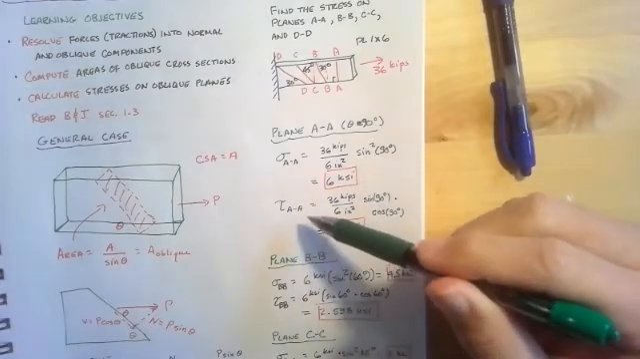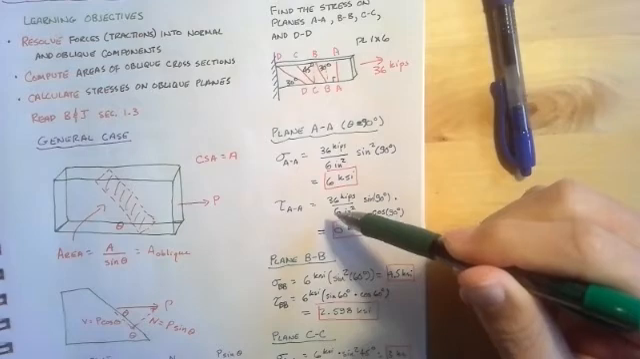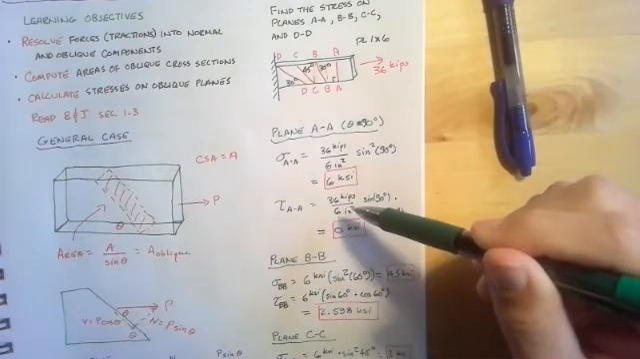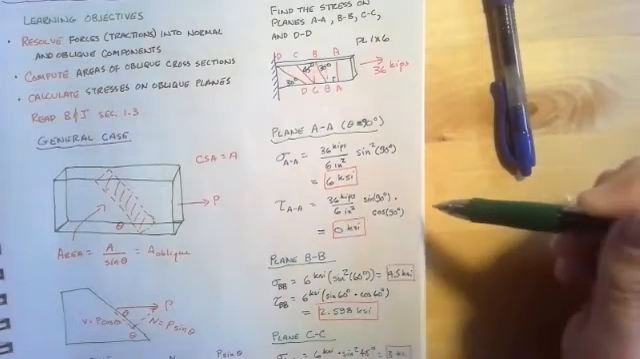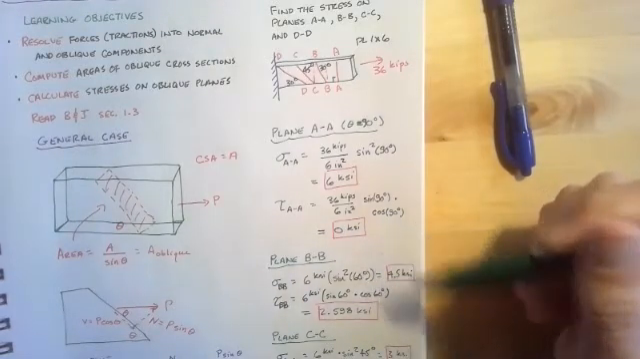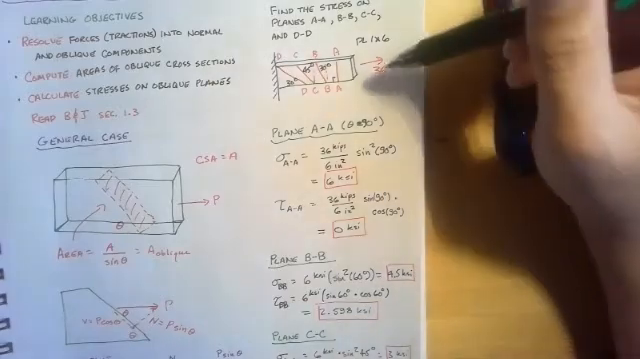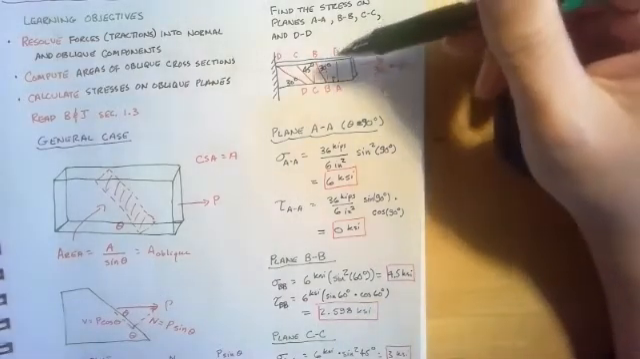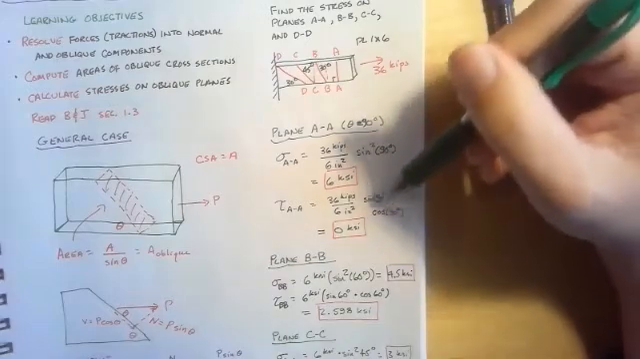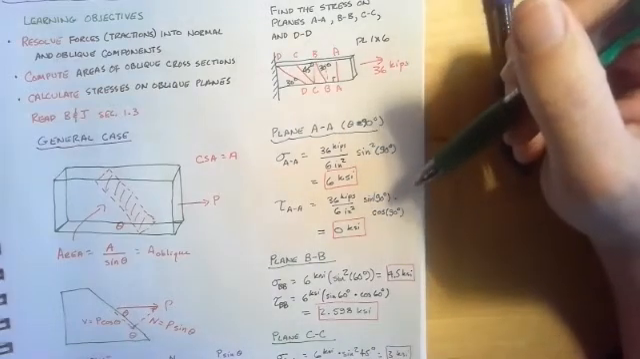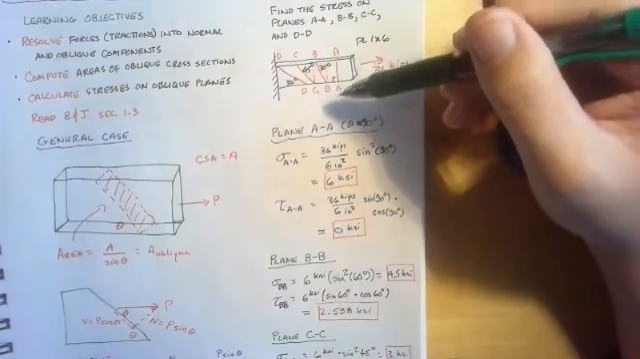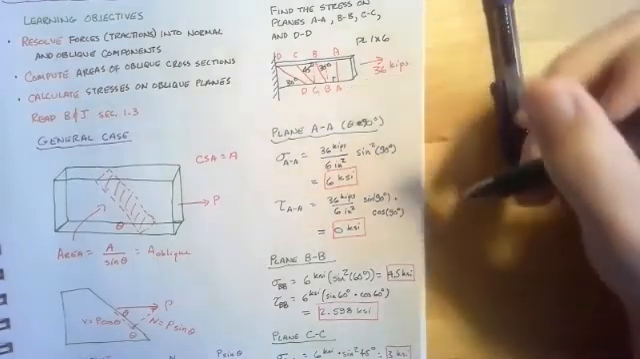And when I do tau AA for theta equal to 90, I end up with 36 kips over 6 square inches times sine of 90 times cosine of 90, and that gives me 0 KSI, as I would expect, because plane AA is the cross-sectional plane. You can see that these formulas that we just derived give us what we should expect for the case of plane AA.